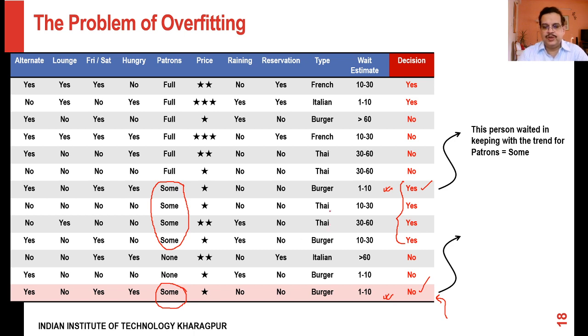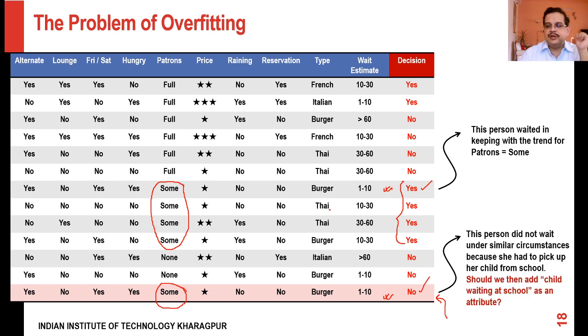Now suppose we look at the other attributes, the attributes which are not shown here but are there in the data set, because whoever created the data set also took into account many other attributes, but we did not use all of them for the decision tree. So suppose we found out that this person did not wait because the person had to pick up a child from school.